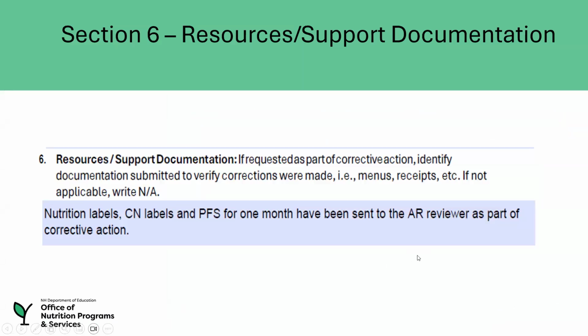Resources and supporting documentation. We may request, as part of corrective action, documentation submitted to verify corrections were made. So it could be menus, recipes, etc. If not, you can write NA. In this case, for this example, we were saying we wanted to see that nutrition labels, CN labels, and product formulation statements for 1 month have been sent to us to make sure that this problem has been corrected with identifying whole grain rich materials.